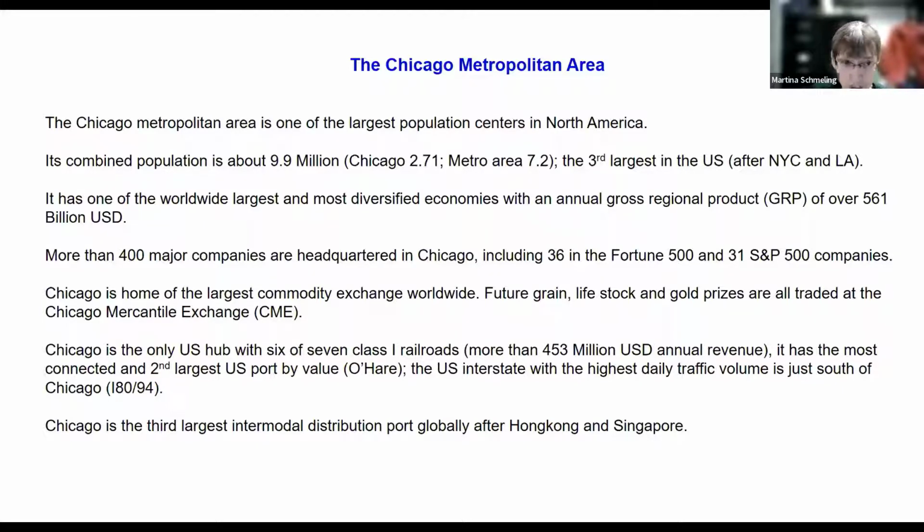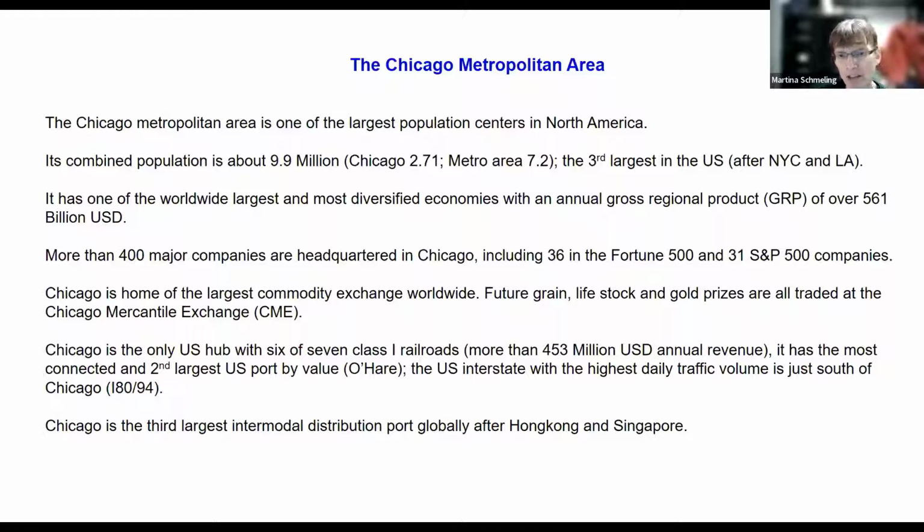Chicago is the only US hub which has 6 of the 7 Class 1 railroads, and it has the most connected and second largest US port by value. This is O'Hare Airport. Keep in mind that ports are not only related to ships, but also to airports. So O'Hare is the most connected one in the United States and also has the largest value.